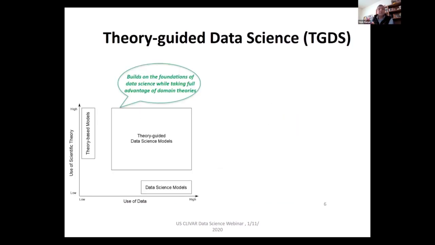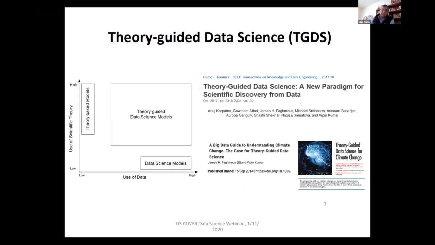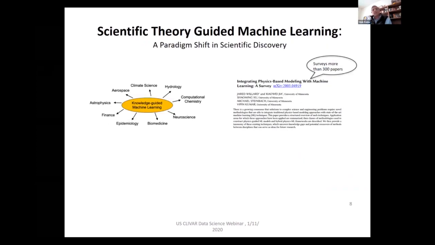So the new paradigm that people are trying to pursue is, can we build a hybrid of these two models? Can we bring a data science model which is guided by scientific theory? And this direction, of course, has been pursued by many people. We have been talking about it as far back as 2014. But now, in more recent times, this has become very popular, and a huge number of people in different disciplines are following it.